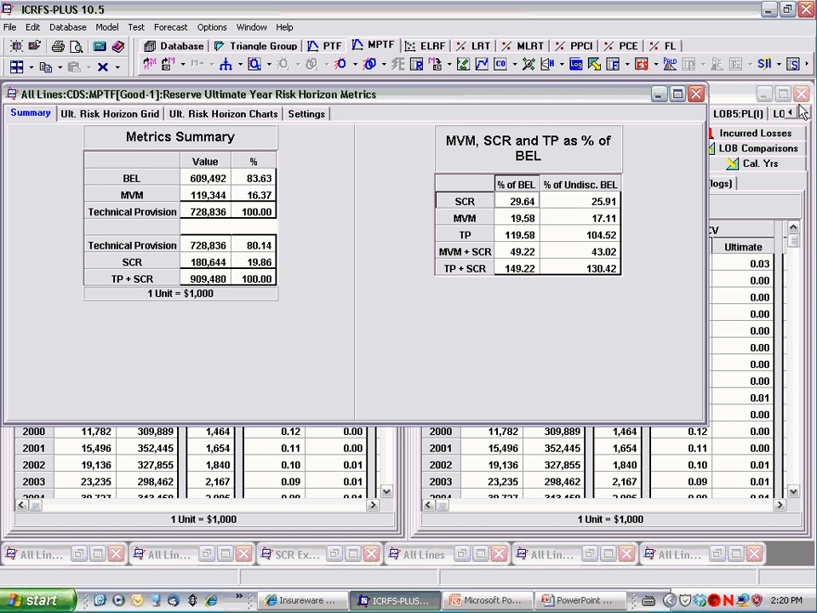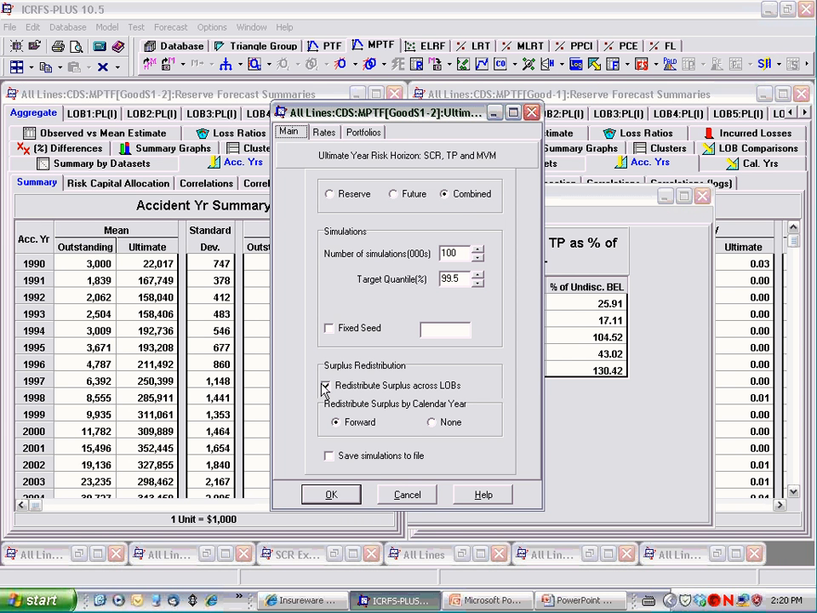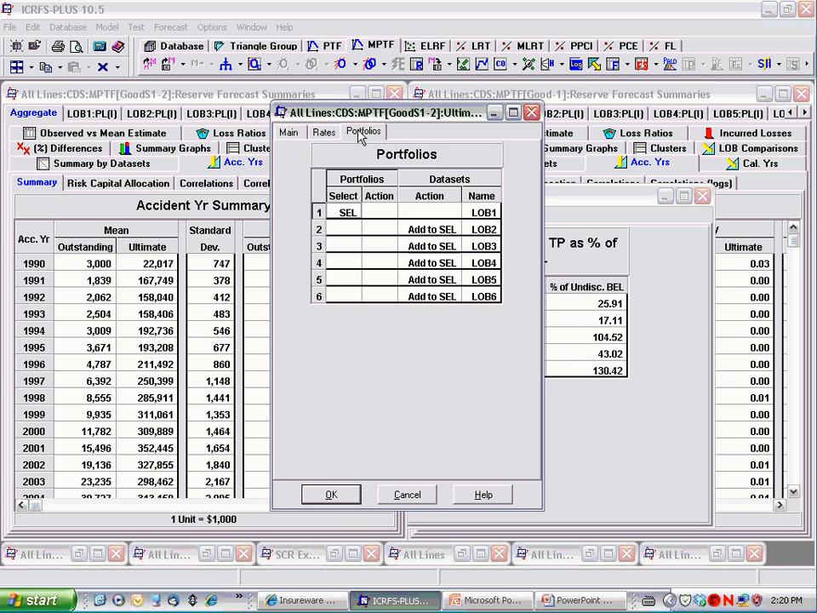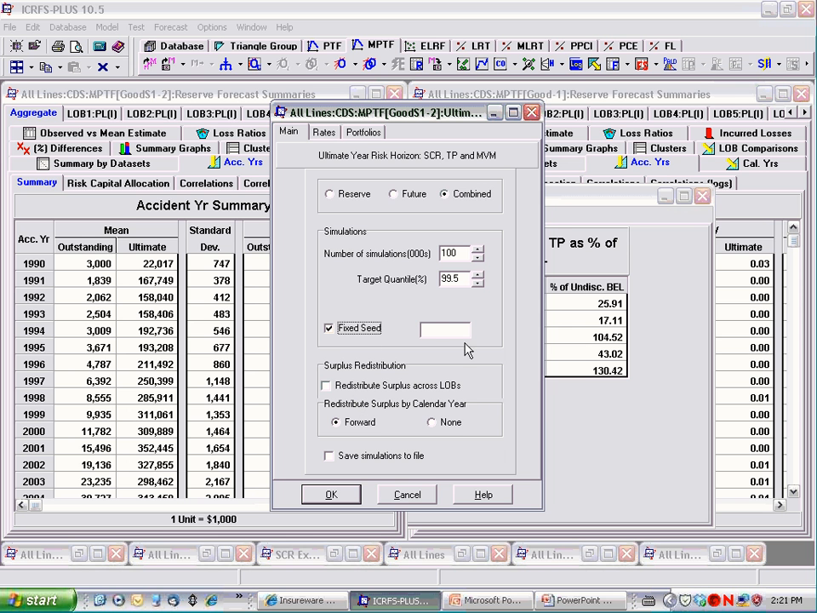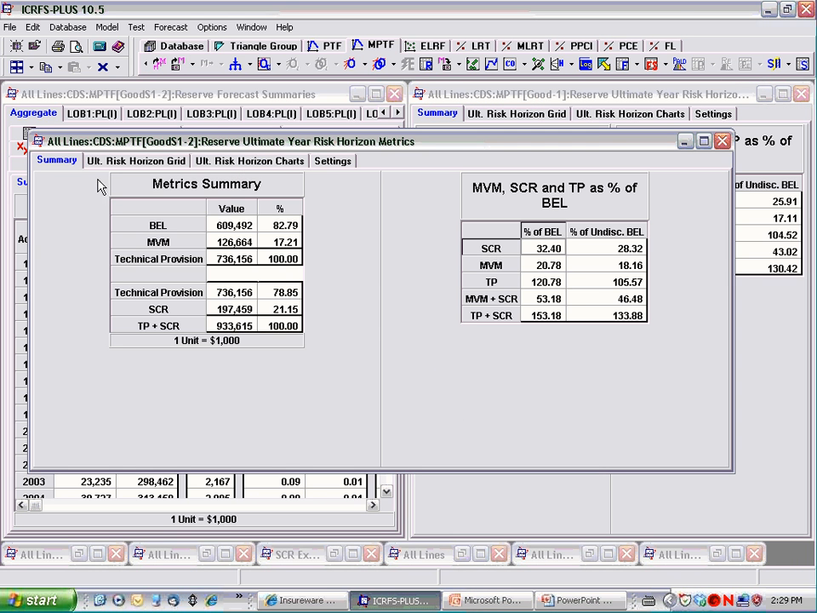Okay, let's do the other simulation now, where we're going to assume no fungibility. So we want to not redistribute surplus. So basically we have 6 portfolios, each one contains just one LOB. And let's use the same seed. 5. Okay, let's do that. So let's look at the differences.